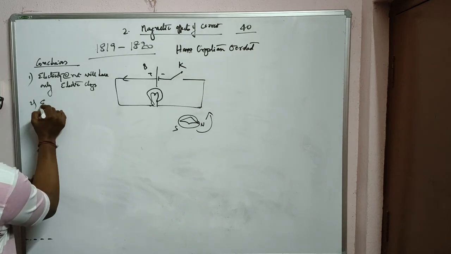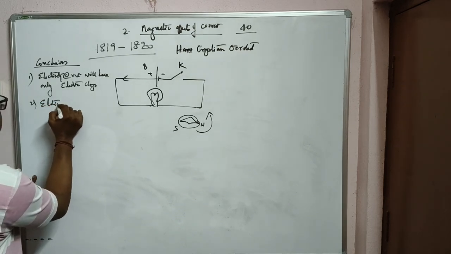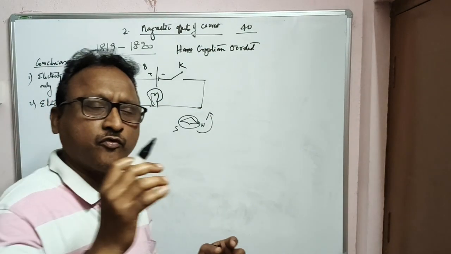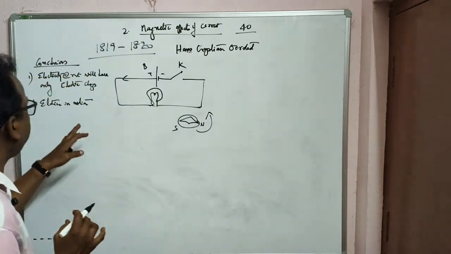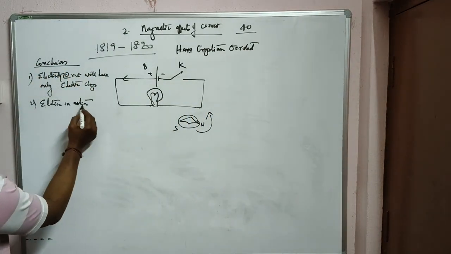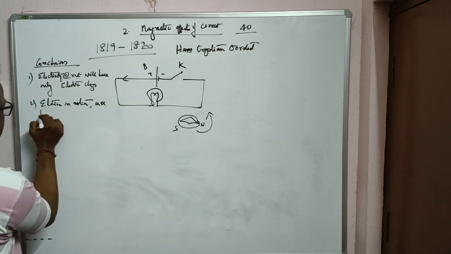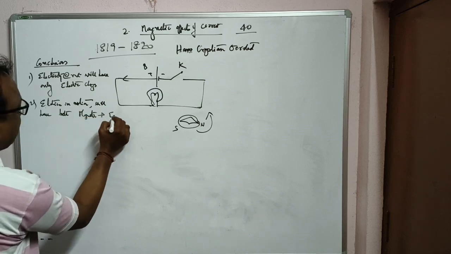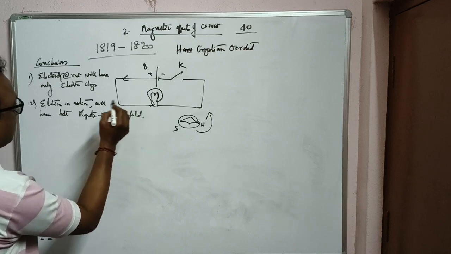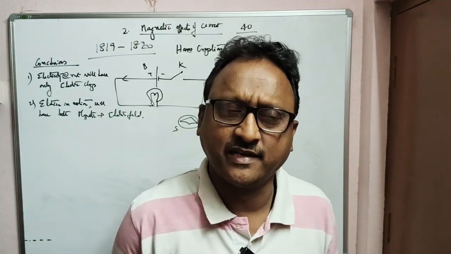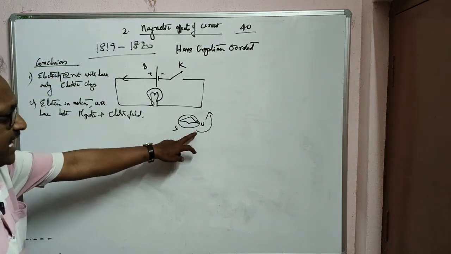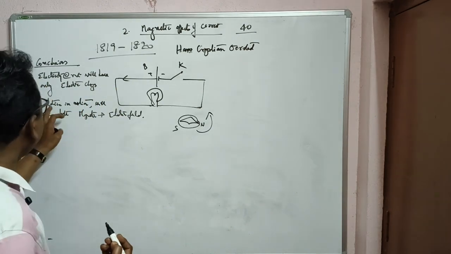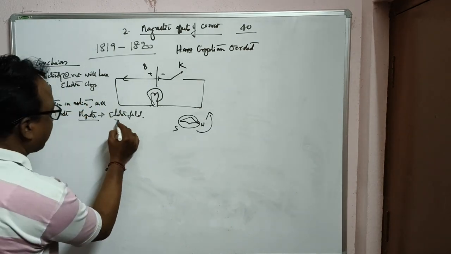And second point, electricity in motion, means the flow of charges in any conductor, metal conductors like copper, steel, like that. Electricity in motion will have both magnetic and electric fields. This was the second conclusion given by Christian Ørsted in 1820 after this accidental discovery. First, electricity at rest will have only electric charges. Electricity in motion will have both magnetic and electric fields.